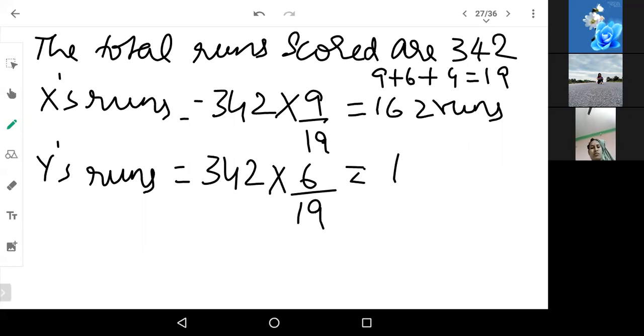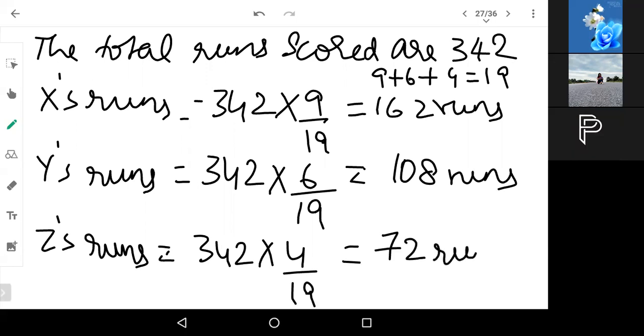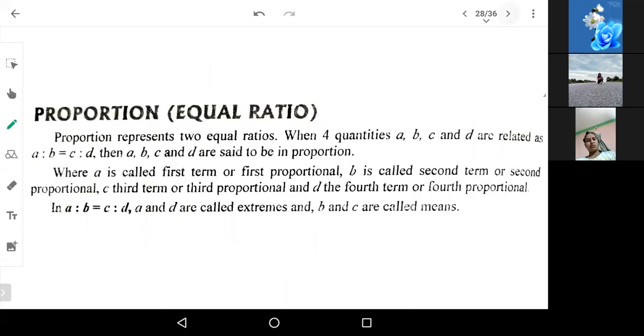That will give you 108 runs, and Z's runs is equal to 342 into 4 by 19, which will give you 72 runs. So these are the runs. Clear? Any doubts in the problem?